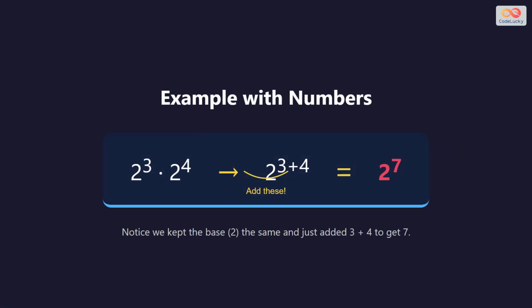Let us try this with real numbers. Suppose we have 2 cubed times 2 to the power of 4. Instead of calculating the huge numbers first, we just use the rule. We keep the base 2, and we add the exponents 3 plus 4. The answer is 2 to the power of 7.